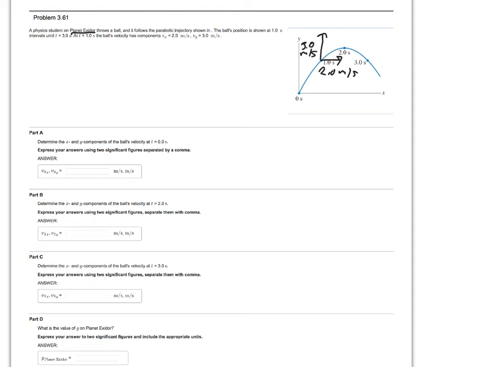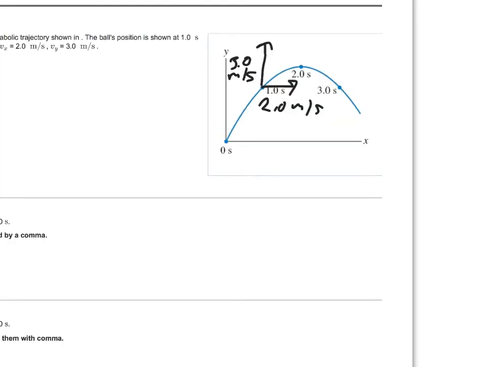And we're asked about the x and y components of the ball's velocity at 0 seconds, at 2 seconds, and at 3 seconds. So I'm going to focus in on my graph here. I know from my concepts that each of the x velocities are going to be 2.0 meters per second because in the x direction, the object experiences no acceleration.